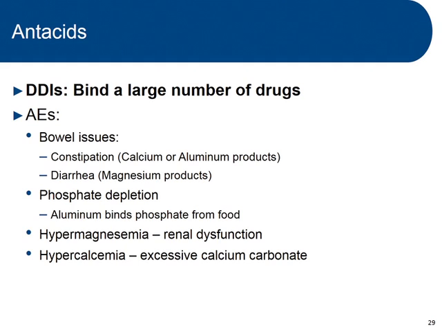So adverse effects that you should be familiar with, they can cause bowel issues. Some of these drugs cause constipation, depending on the salt, whether they're calcium or aluminum, or they can cause diarrhea, which the magnesium salts can produce. Phosphate depletion, so if you've got a product that's got aluminum in it, that can bind phosphate from food, and that can deplete serum phosphate, which can be a problem in some patients. Hypermagnesemia, again, for patients with renal dysfunction. Hypercalcemia, again, for certain patients, hypercalcemia can be a big issue.